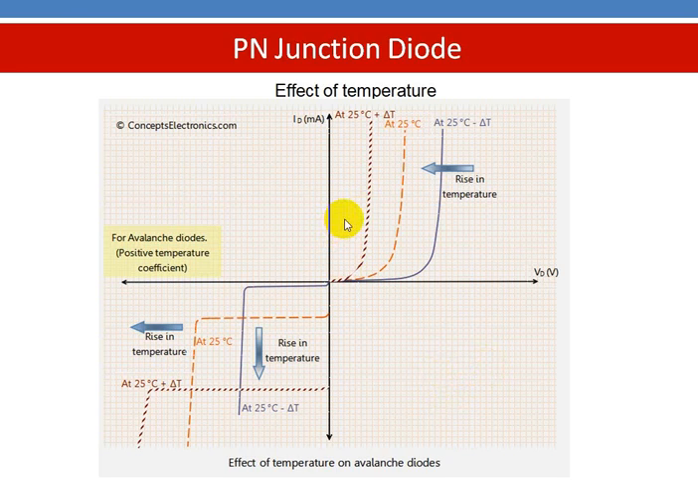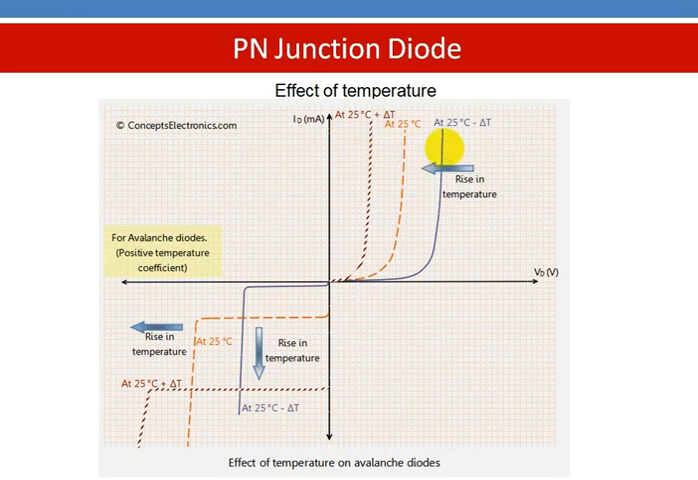Coming to the characteristics, we'll see the effect of temperature on them. In the forward operating region, this curved red line is the characteristic at a temperature of 25 degrees centigrade. This one is less than 25 and this one is greater than 25 degrees centigrade. If you reduce the temperature, or operate below 25 degrees centigrade, we find that this curve shifts towards the left, moving away from the vertical axis.